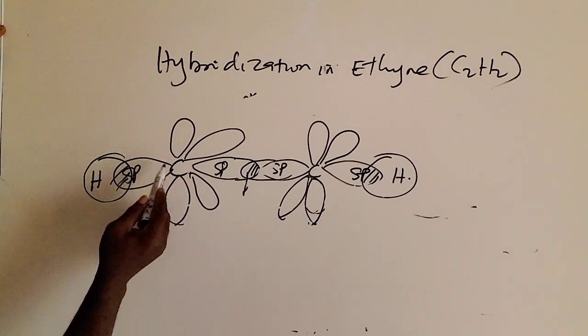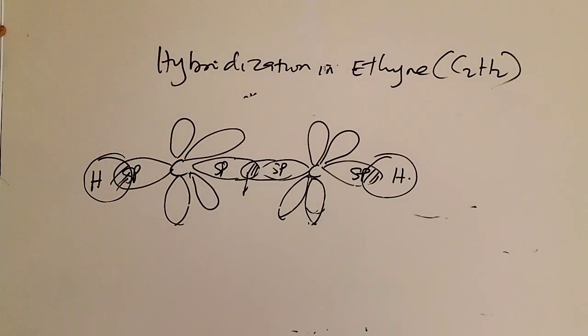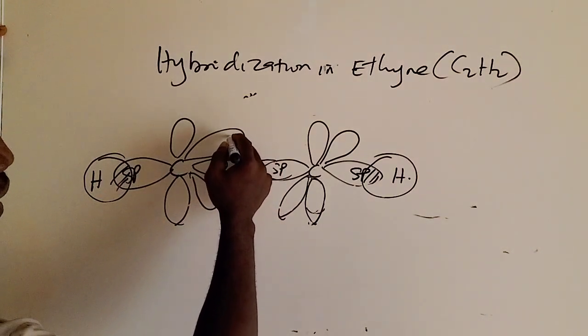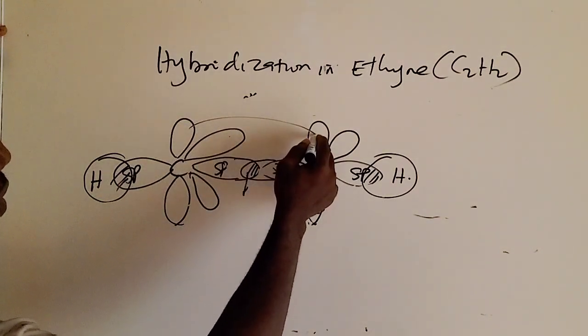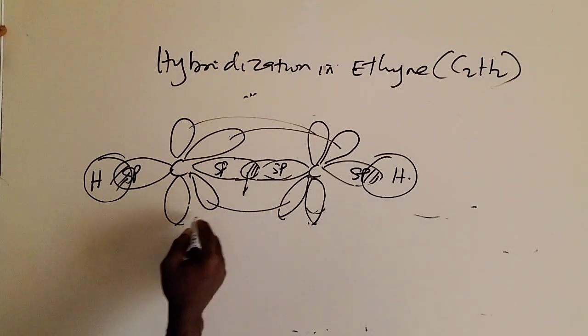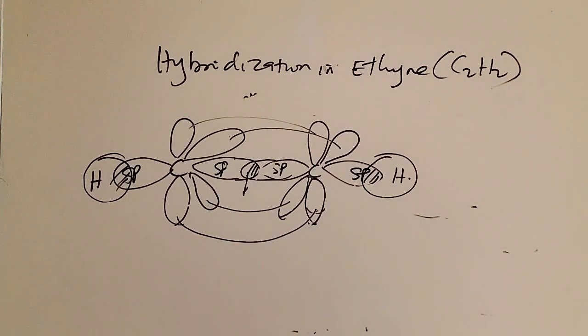Now these ones I did not label, the remaining 2 lobes on each carbon, are unhybridized p orbitals. So they overlap laterally. This can overlap with this. This will overlap with that. This overlaps with this, and this overlaps with that, to give you pi bonds. So that is the description of hybridization or bonding in the ethyne molecule.